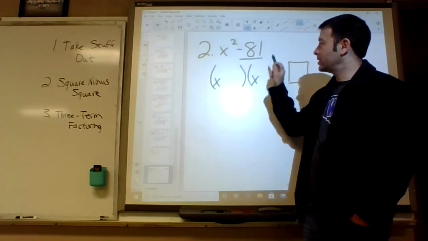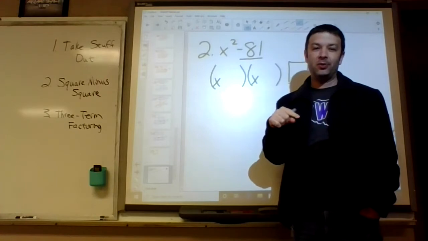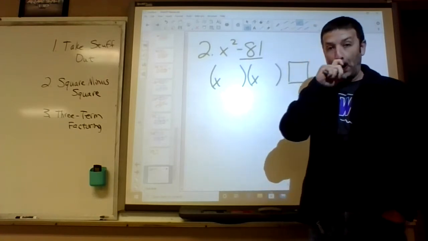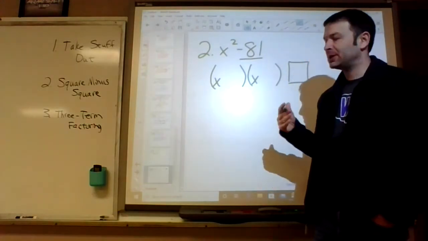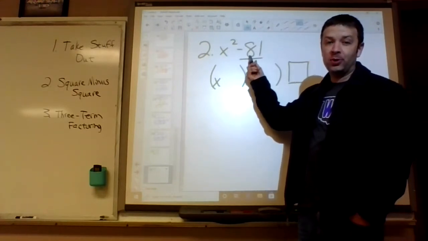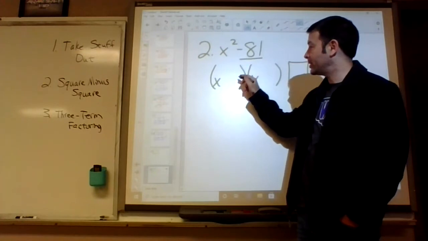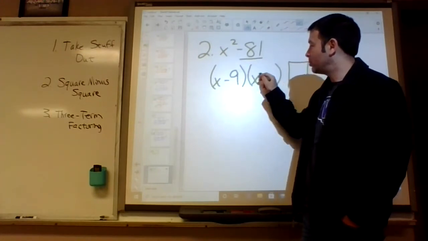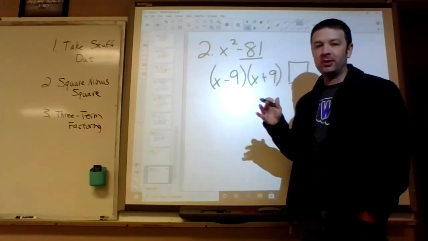And second, what goes in the back? What goes into negative 81? What times itself is 81? Well, it's 9 times 9. But to get negative 81, one of them would have to be negative, right? To multiply to negative 81. So you have to make one of them negative. Doesn't really matter which one.